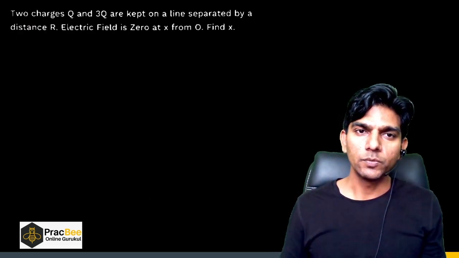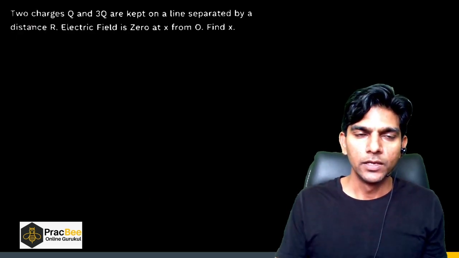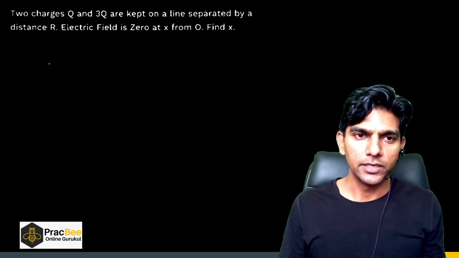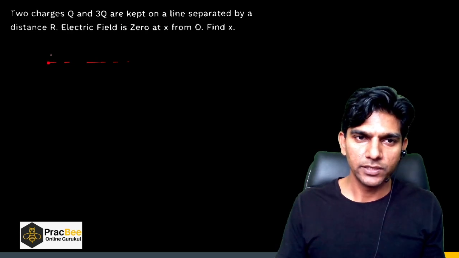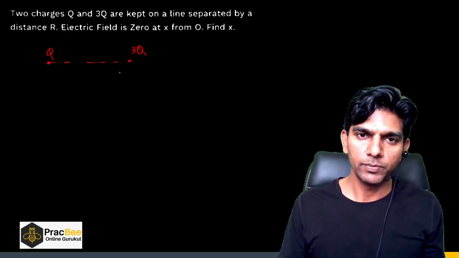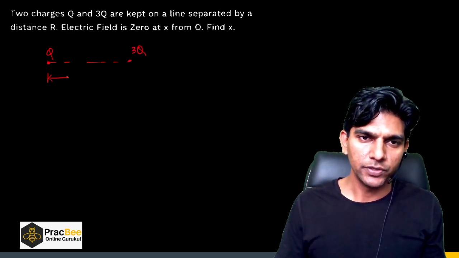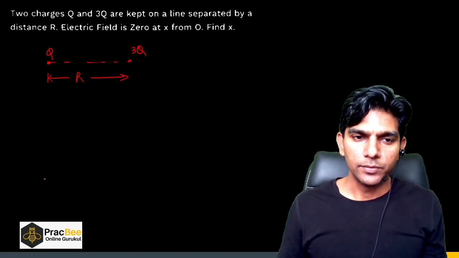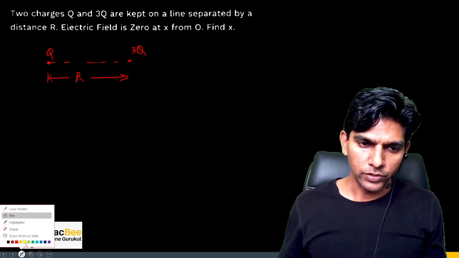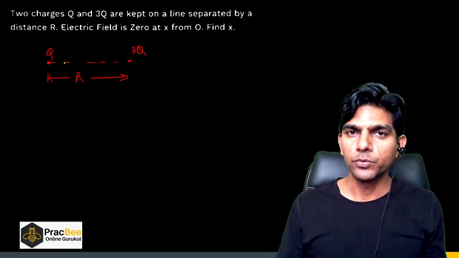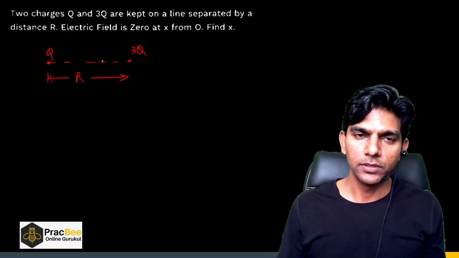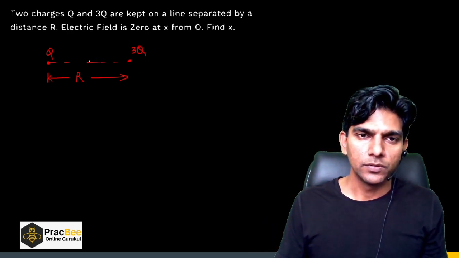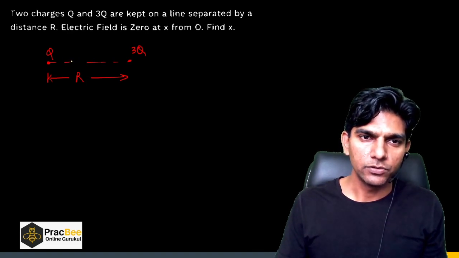Now the next question is from electrostatics and it is from electric field. Two charges Q and 3Q are kept on a line separated by a distance R. We have two charges plus Q and 3Q, placed like this, and the distance between them is capital R. We need to find the point where the electric field is zero, and we know that it has to be some point between these two charges, because to have the field zero, both fields should be in the opposite direction. So let us say the field is zero somewhere here.